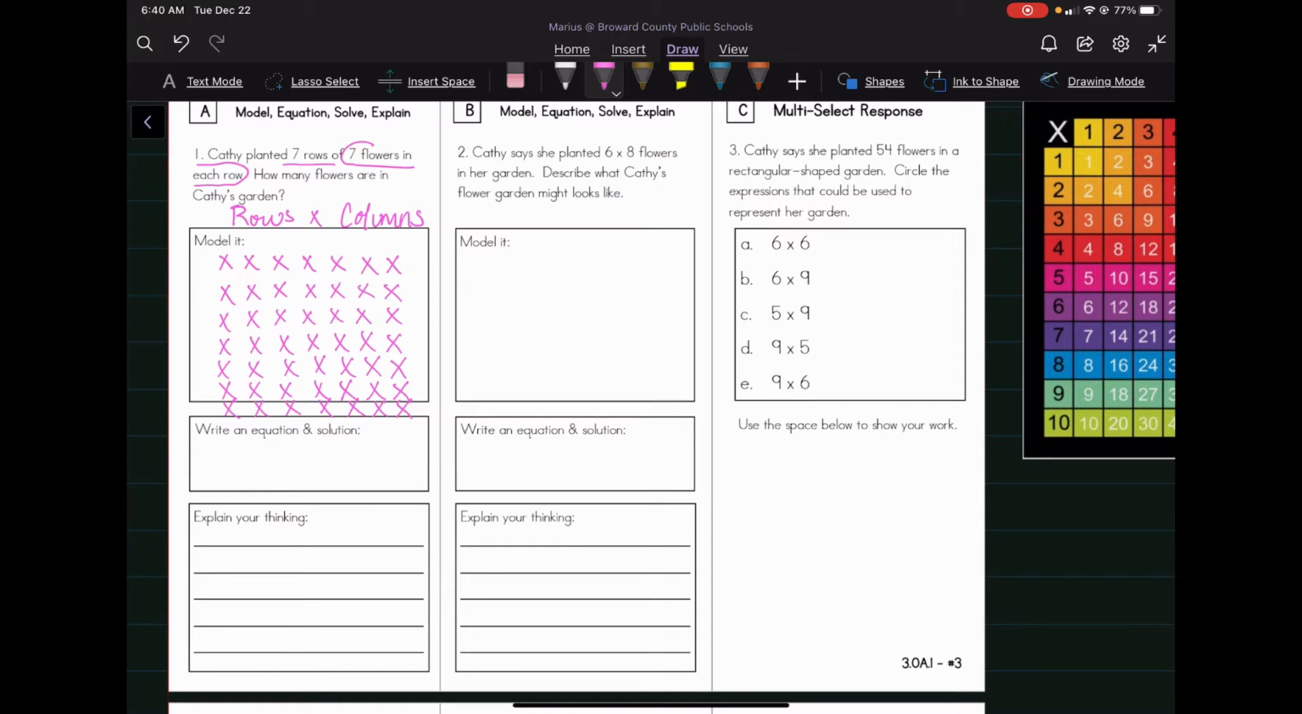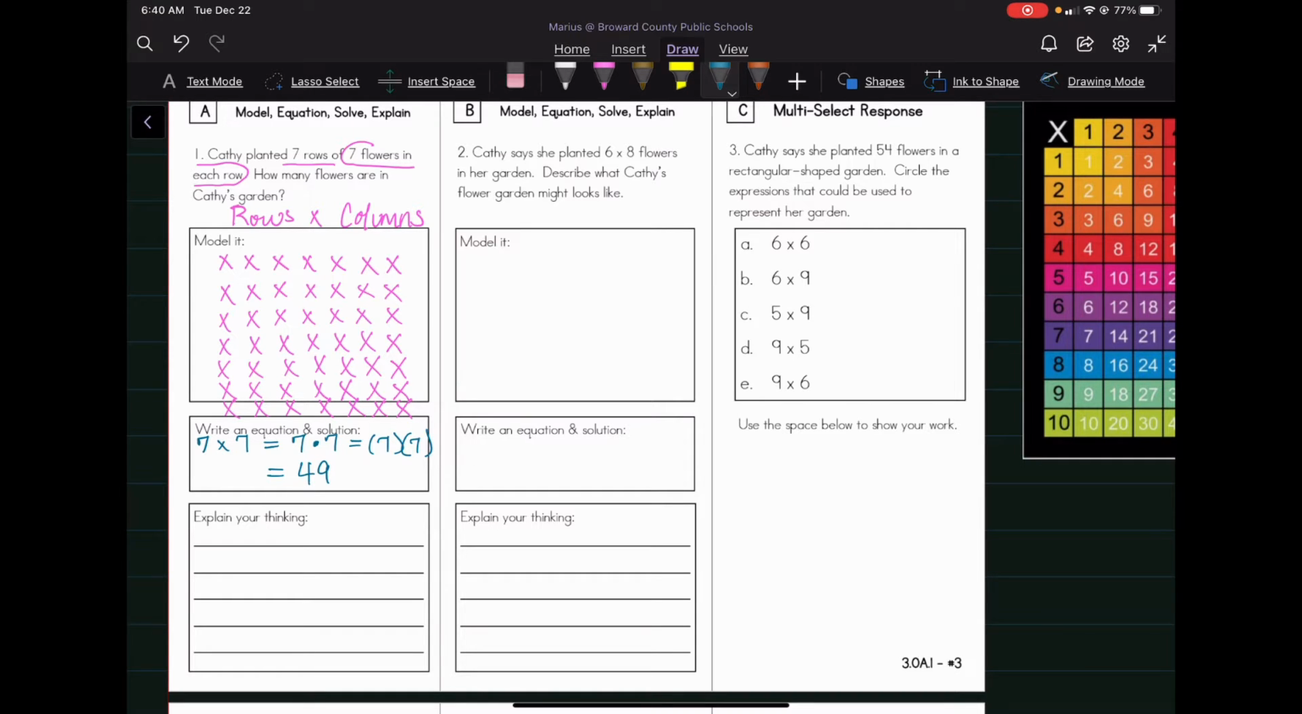Okay? Now, when we write our equation in our solution, I'm going to show 3 different ways to represent multiplication. So we can write it as the traditional way, 7 times 7 using the X. Or you can write 7 times 7 using a dot. Or you may see parentheses, 7 times 7. Okay, all of these equal 49.